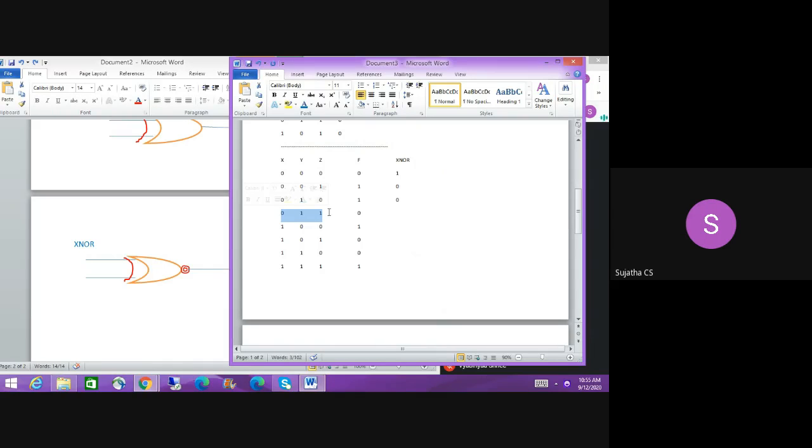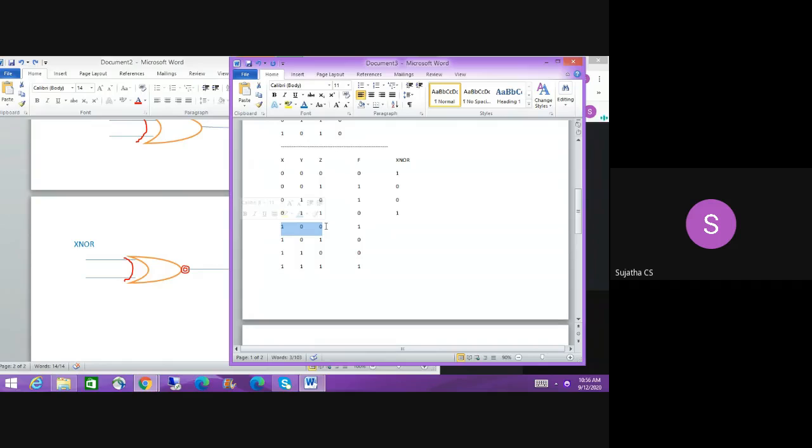Now go to the next possibility, 0, 1, 1. So 0, 1, 1 means this input has an even value. Even value means if it is an exclusive OR gate, you will get a low value. Then take an inverter of this, the complement of this, what will you get? High value, 1.